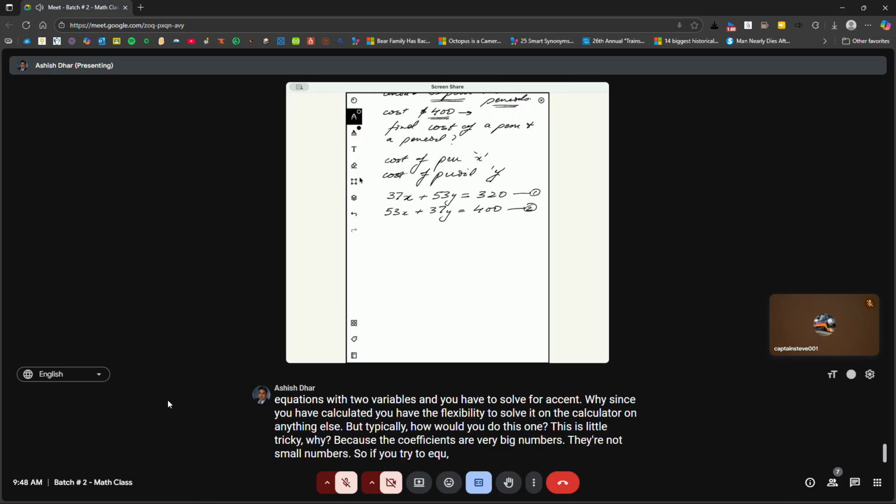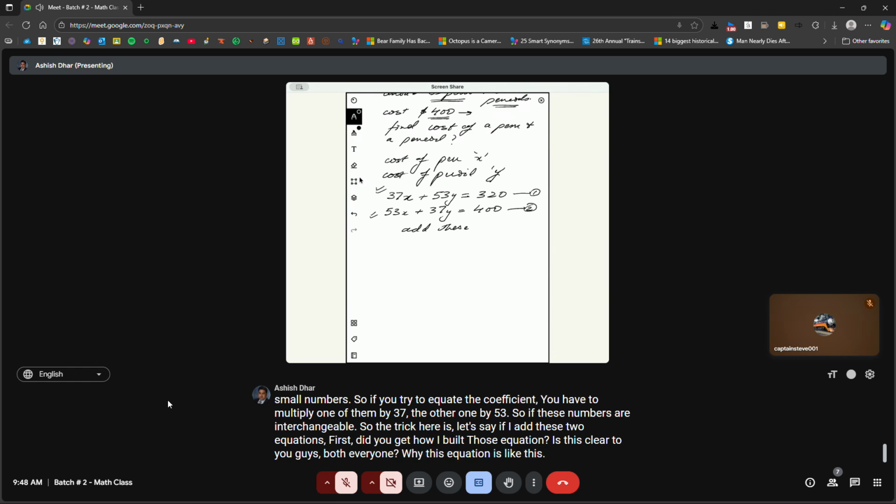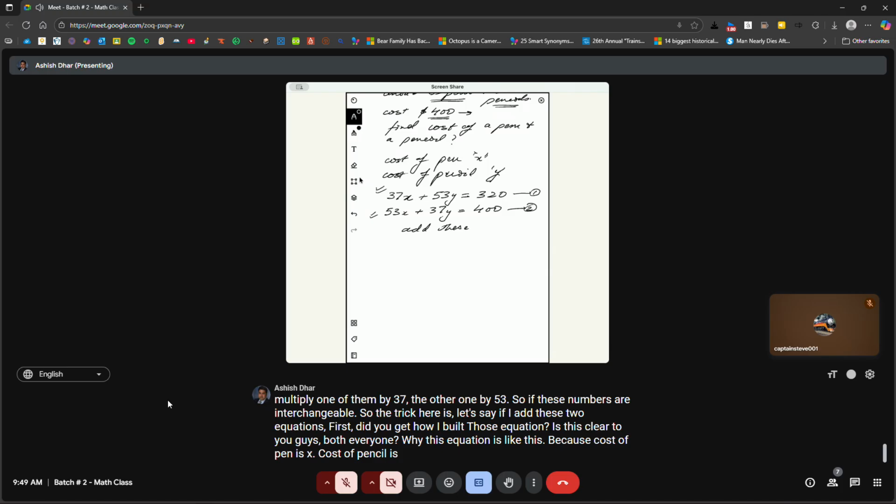So if you try to equate the coefficient, you have to multiply one of them by 37, the other one by 53. So if these numbers are interchangeable, the trick here is, let's say I add these two equations. First, did you get how I built this equation? Is this clear to you guys, both or everyone? Why is this equation like this? Because cost of pen is x, cost of pencil is y. Make sense?